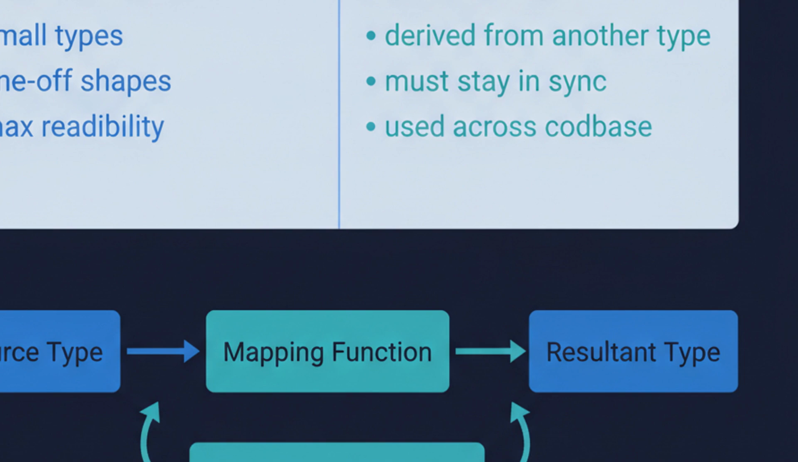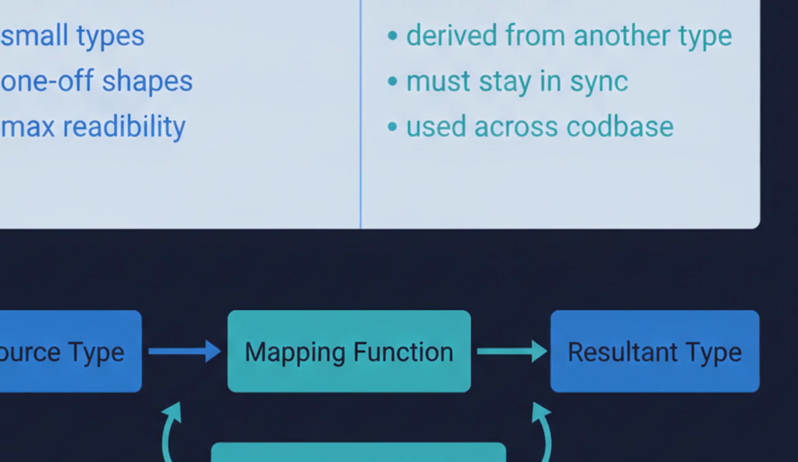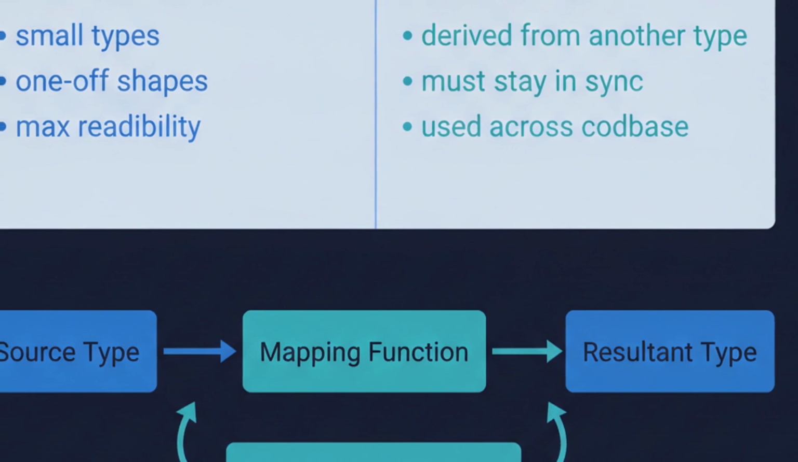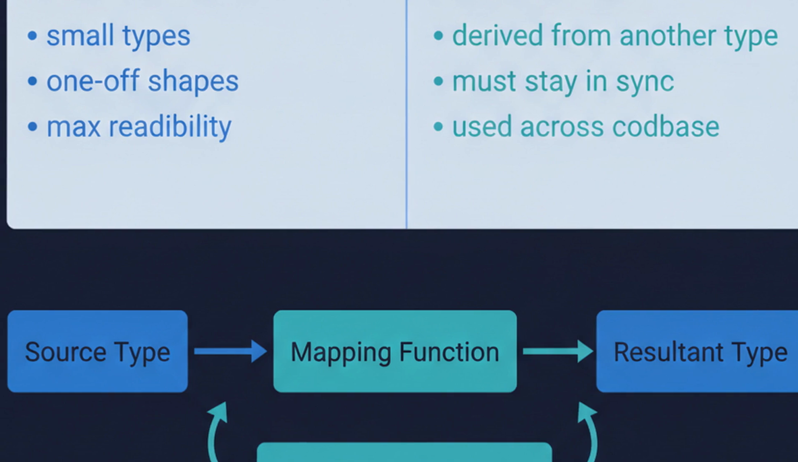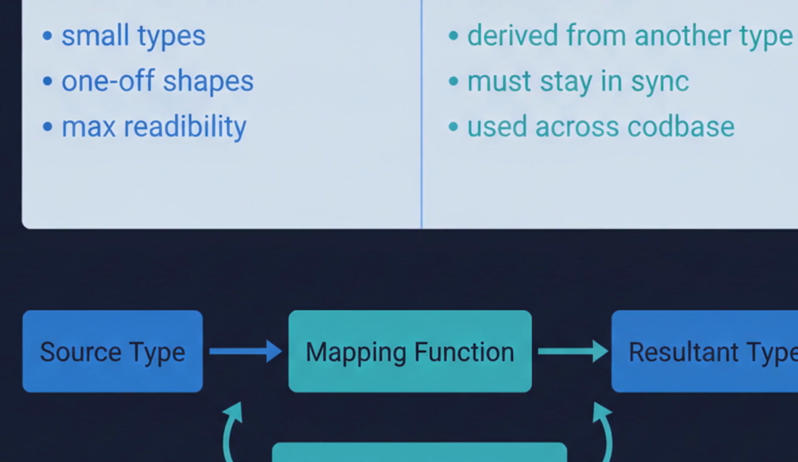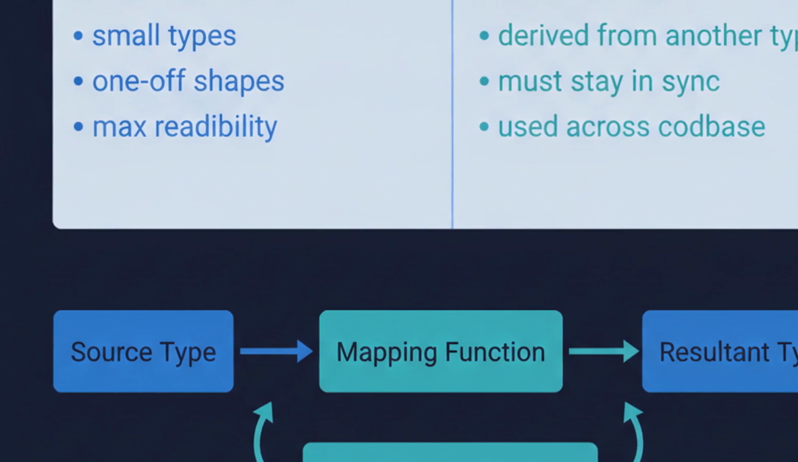When should you reach for a map type versus just writing the type by hand? If a type is small and stable, manual is fine and more readable. But the moment a type derives from another and must stay in sync, mapped types win. They shine in libraries, generated code, and large code bases. Think of them as the DRY principle applied to your type definitions.